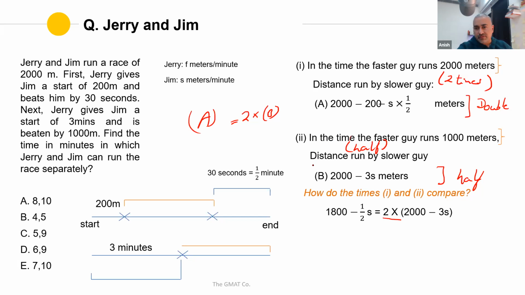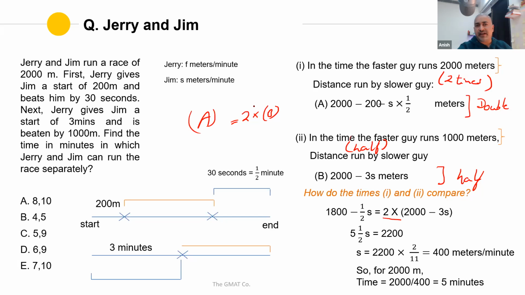Now it's a matter of solving this equation, right? I go about solving it. I take the S's on one side and everything else on the other. I eventually get the speed S equal to 400 meters per minute. That's the speed of the slower guy. So in terms of minutes, how long will the slower guy take to cover the entire race? It's a 2000 meters race. So it's running 400 meters per minute. For 2000 meters, he'll take 5 minutes.